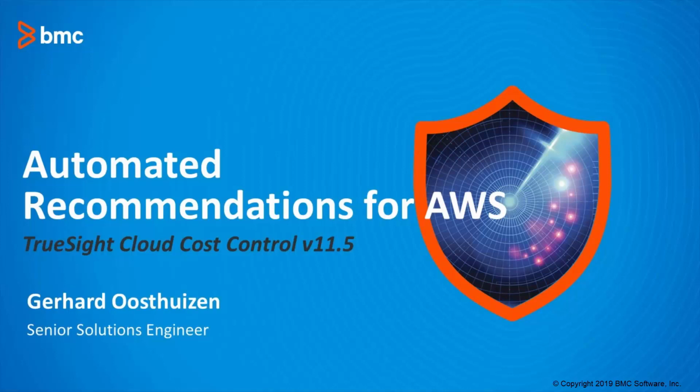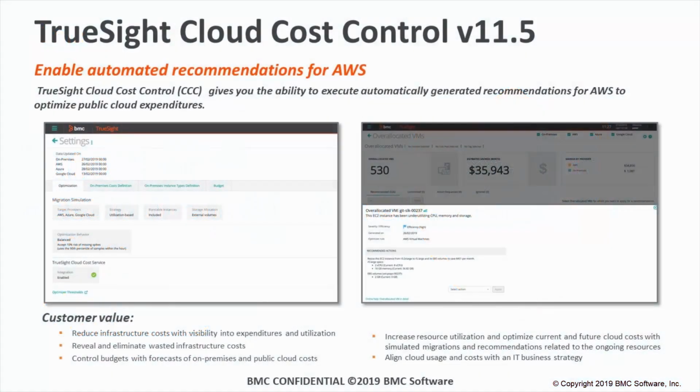So I'm here to discuss the new automated recommendations within AWS. Previously, with version 11, we had the functionality where it showed us, from an idle perspective and from an over-allocated VM perspective, what the recommendations are and what you, as the user, need to do to improve and save costs in the environment. With version 11.5, we can now execute these recommendations automatically within the AWS space.